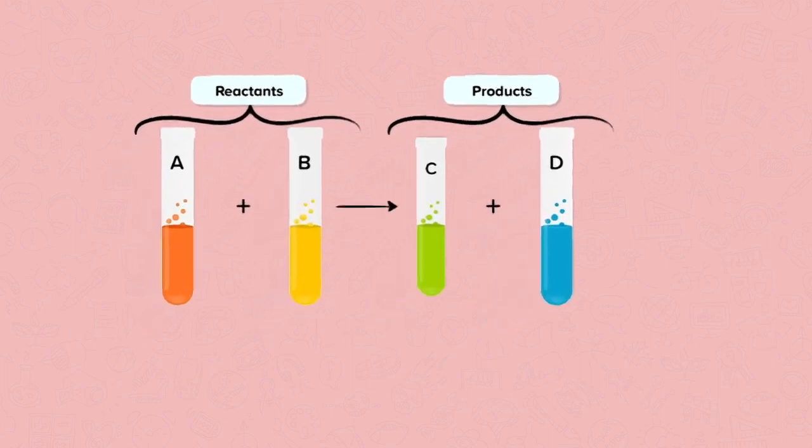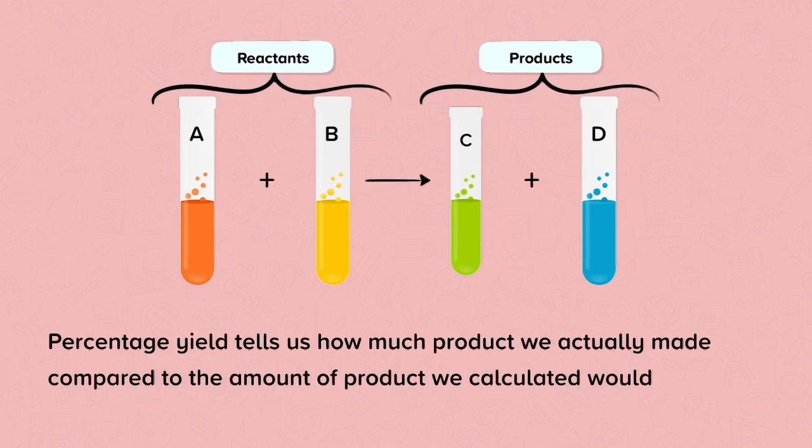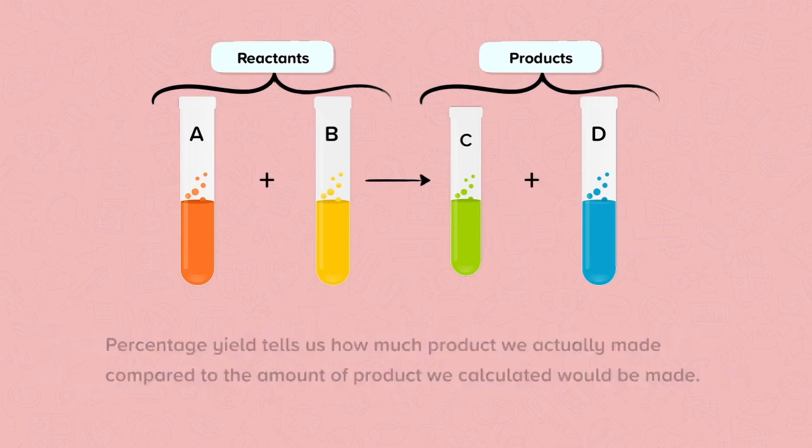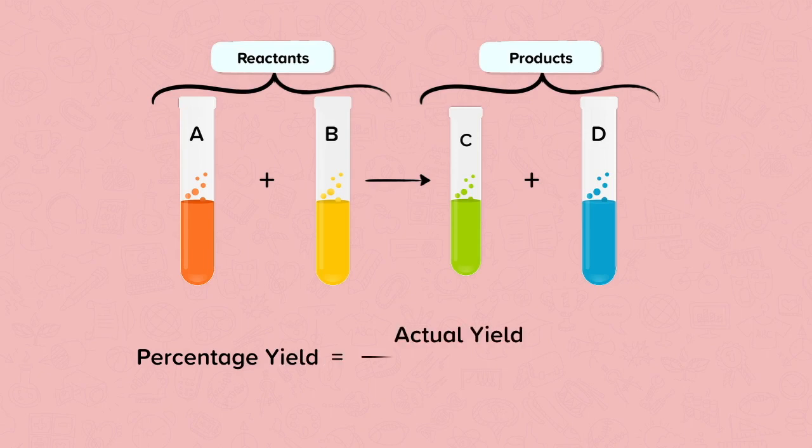If we made 40 grams of chemical C when we were expecting 50 grams, what was the percentage yield? Percentage yield tells us how much product we actually made compared to the amount of product we calculated we would make. To work out percentage yield, we need to divide the actual yield by the theoretical yield and then multiply by 100.